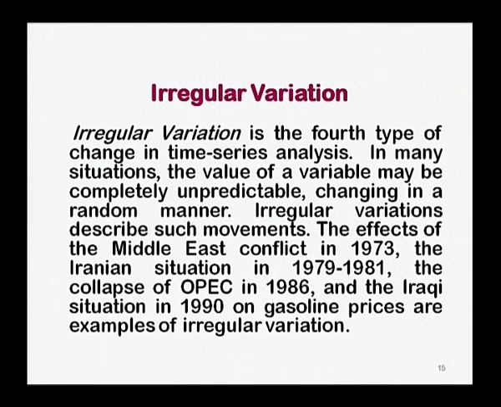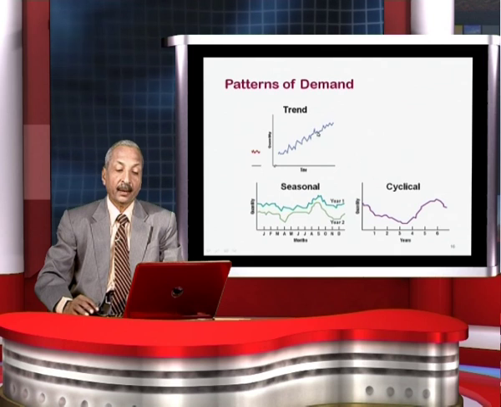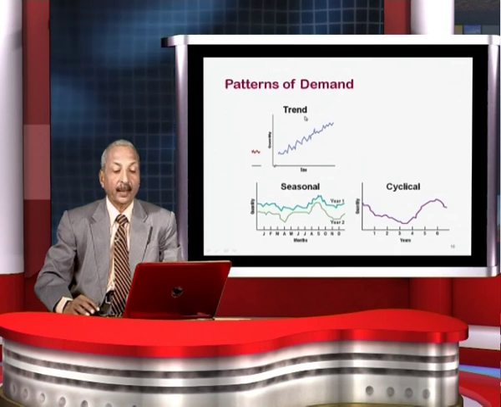The effects of the Middle East conflict in 1973, the Iranian situation in 1979 to 1981, the collapse of OPEC in 1986, and the Iraqi situation in 1990 on gasoline prices are examples of irregular variations in the prices of gasoline. Here these graphs show the various types of trends present in the data.